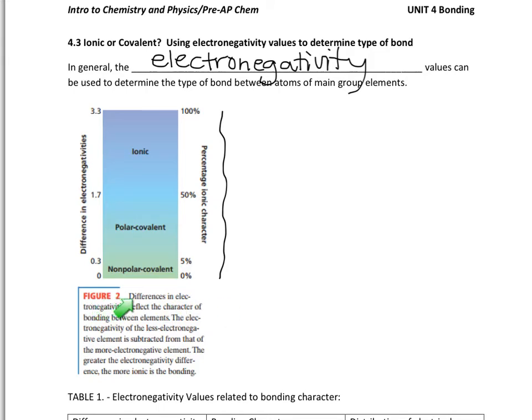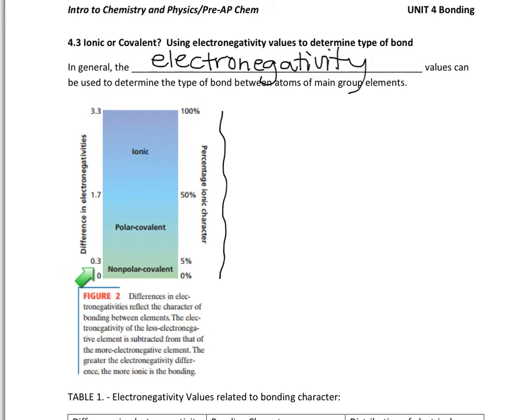There we go. Differences in electronegativities reflect the character of bonding between elements. The electronegativity of the less electronegative element is subtracted from that of the more electronegative element. The greater the electronegativity difference, the more ionic the bonding. So if you come up here and look, you'll notice at the bottom you've got nonpolar covalent bonds, which have 0 to 0.3 difference in electronegativity values.